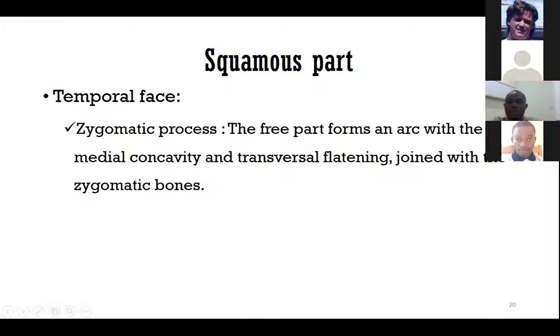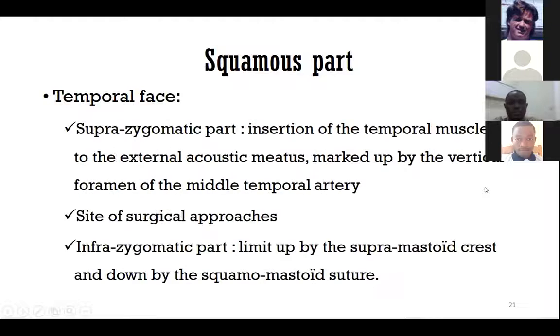The free part of the zygomatic process forms the arc with the medial concavity and transversal flattening, joined with the zygomatic bone in front. The suprazygomatic part is the insertion of the temporal muscle up to the external acoustic meatus, marked by the vertical foramen of the middle temporal artery.